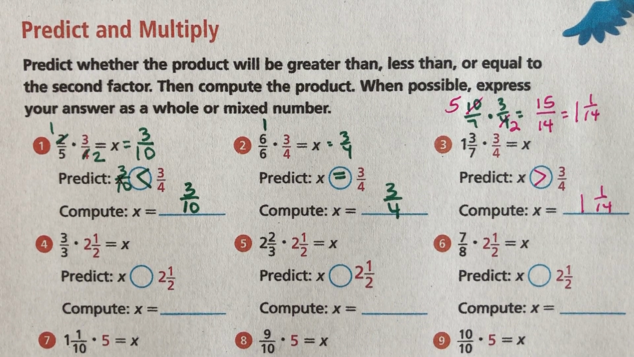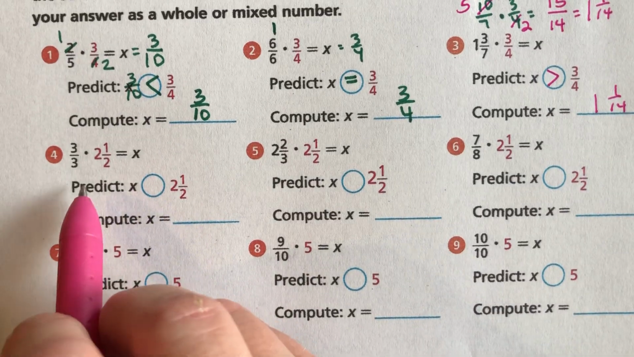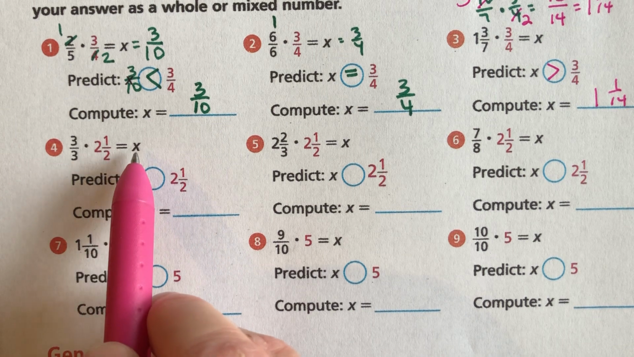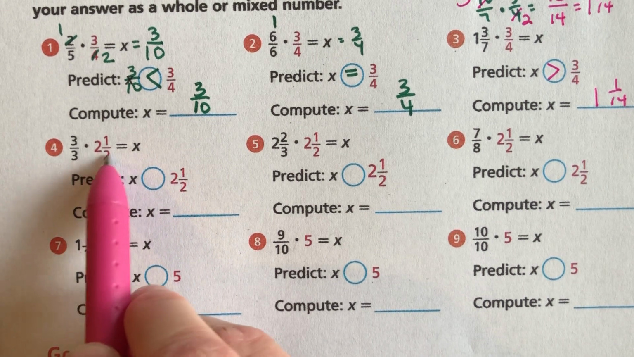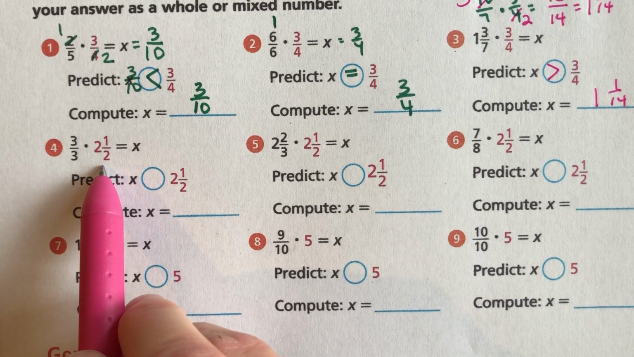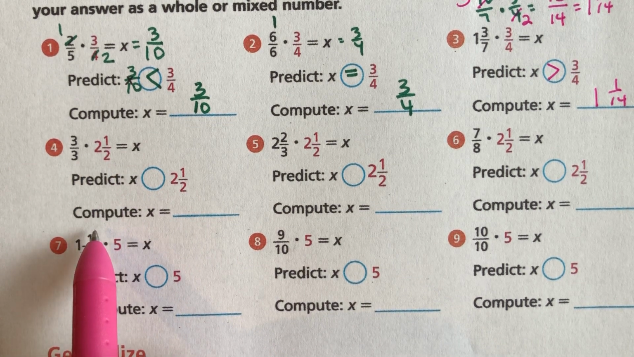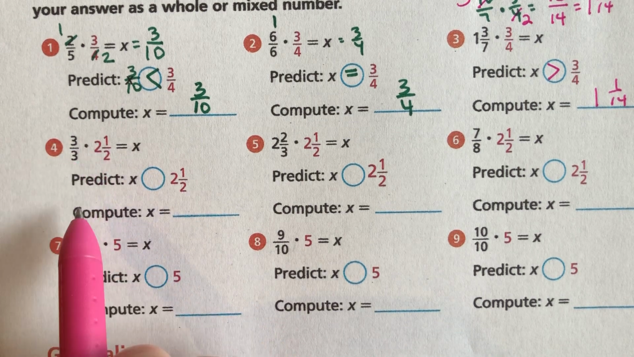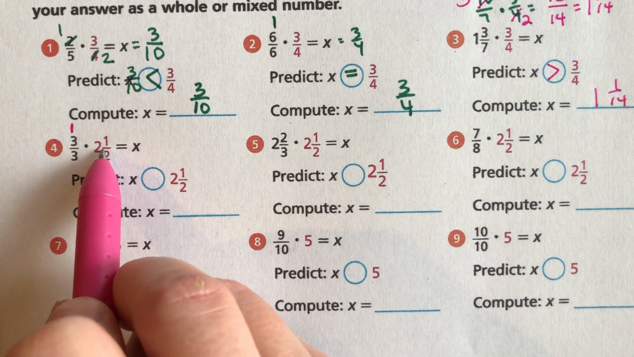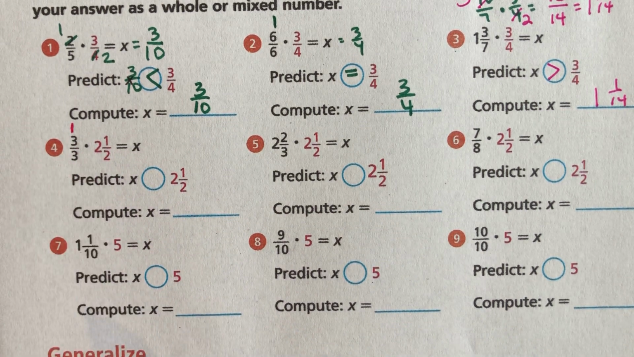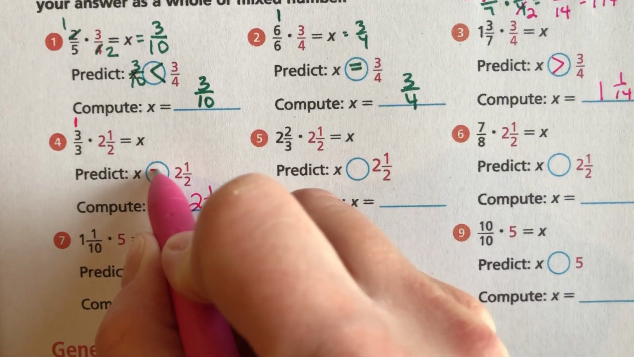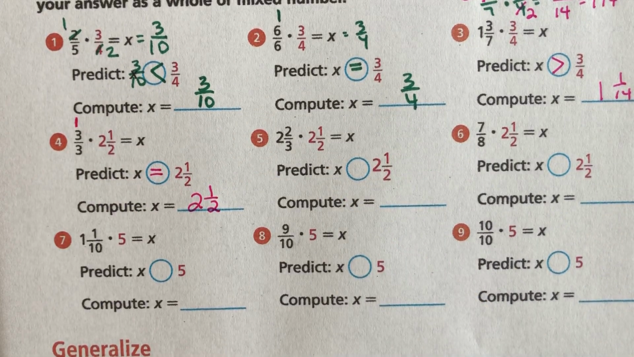So let's continue along with this. Go ahead, now that you know this, predict 3/3 times 2.5. Is x going to be greater than 2.5, less than 2.5, or equal to 2.5? So make your prediction. And when I see 3/3, I know that 3/3 is equal to 1. And if I multiply 2.5 by 1, it stays the same. So x is equal to 2.5. That means these are both equal to one another.